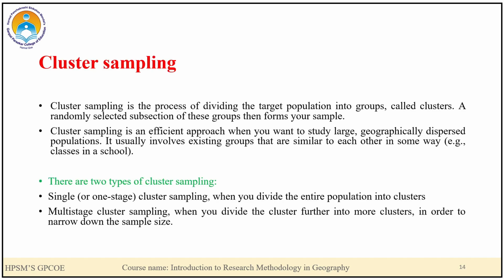Clustered sampling. Clustered sampling is a process of dividing the target population into groups called clusters. A randomly selected subsection of these groups then forms your sample. Clustered sampling is an efficient approach when you want to study a large, geographically dispersed population. It usually involves existing groups that are similar to each other in some way, for example, classes in a school. There are two types of clustered sampling: single-stage and multi-stage clustered sampling.